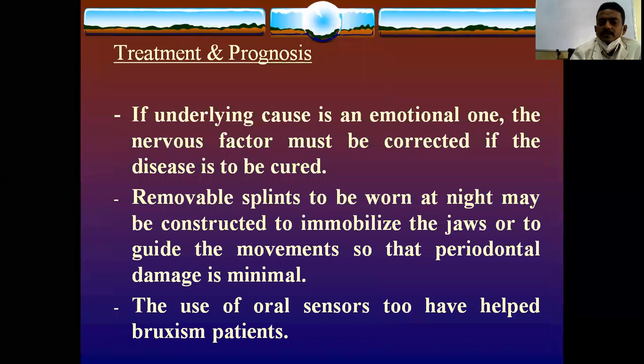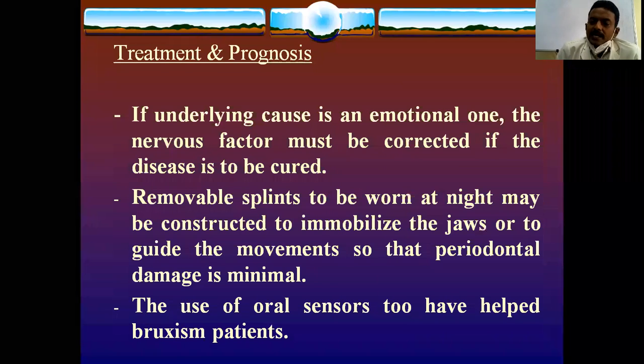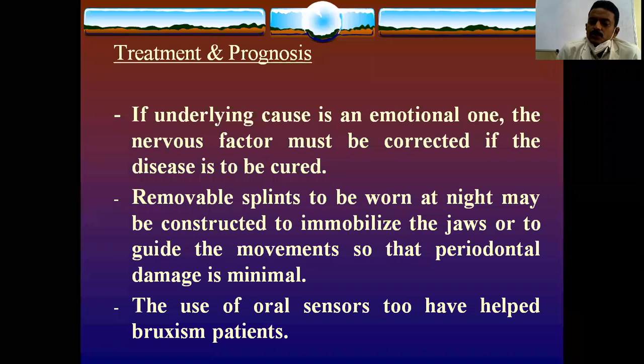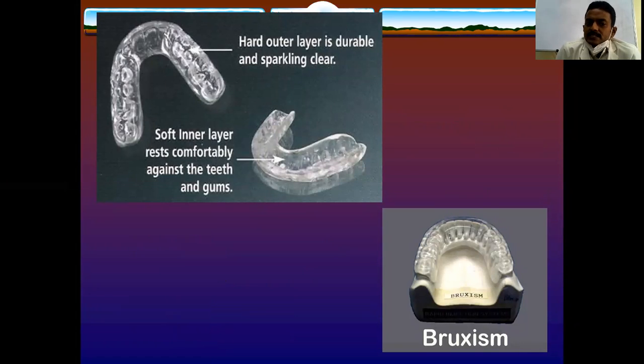So, what is the treatment for this? If the underlying cause is an emotional one, the nervous factor must be corrected if the disease is to be cured. Removable splints to be worn at night may be constructed to immobilize the jaws or to guide the movement so that periodontal damage is minimal. The use of oral sensors has been developed for bruxism patients. So this is what we give to the patients who complain of bruxism. The outer layer is hard and durable, and the inner layer is soft and rests comfortably against the teeth and the gums.